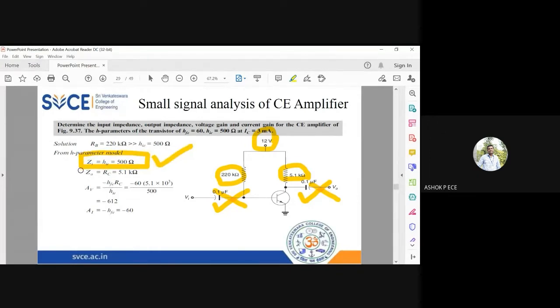Output impedance will be equal to RC always because current source impedance is infinity. So RC value is 5.1K. So Zo will be equal to 5.1K.